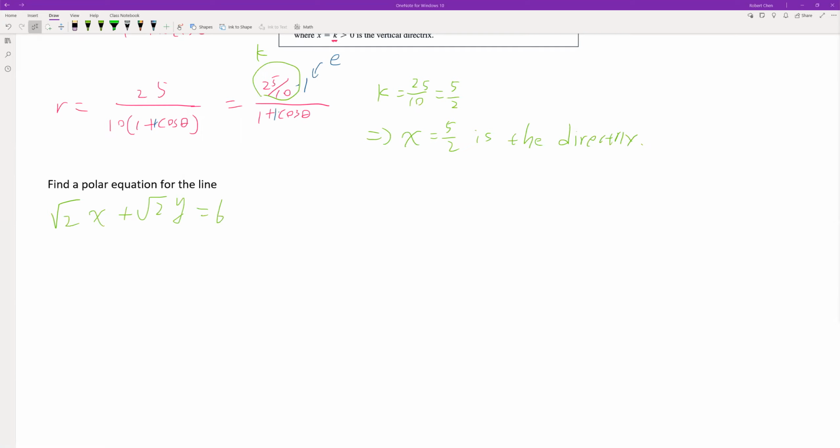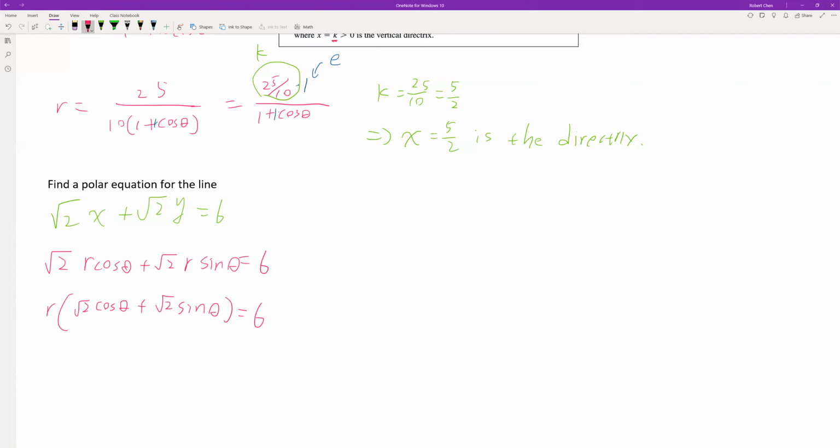And here we actually can just replace x and y with r cosine theta and r sine theta. So we have rad 2 r cosine theta plus rad 2 r sine theta, which is equal to 6. And what we can do now is factor out the r, like this: r times radical 2 cosine theta plus radical 2 sine theta is equal to 6.